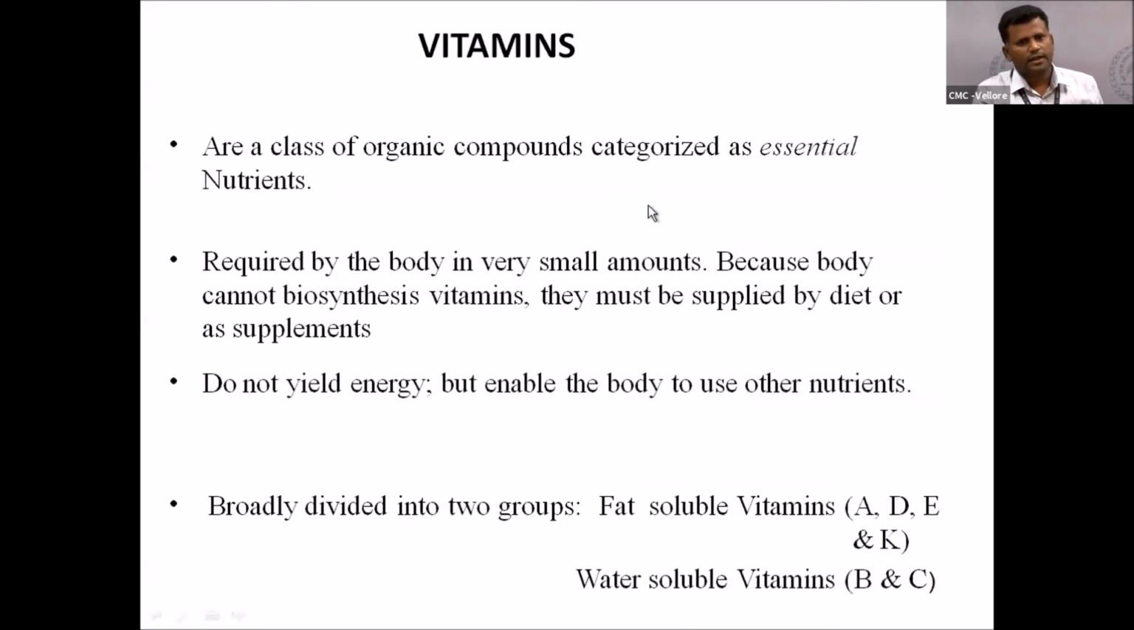So vitamins are essential nutrients, and they are needed only in small amounts for our body, and they cannot be biosynthesized in our body, so they have to be supplied by diet or as supplements. And broadly divided into two groups, that is fat soluble vitamins A, D, E, K, and water soluble vitamins, that is B and C complexes.